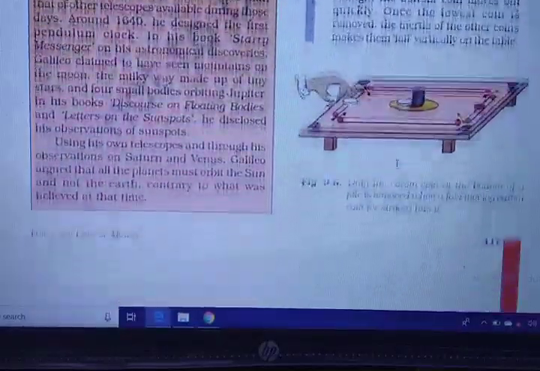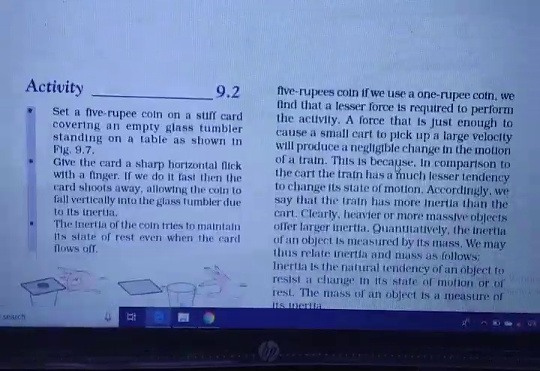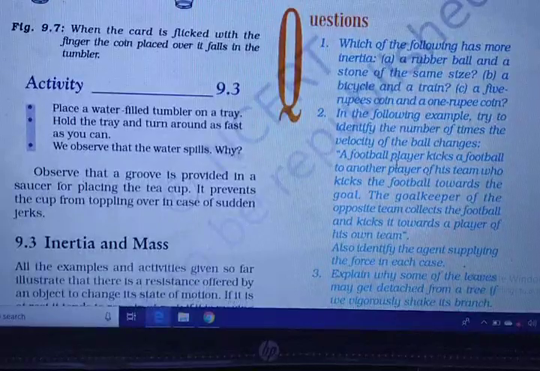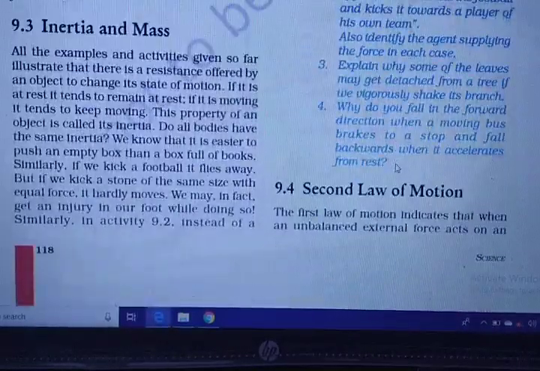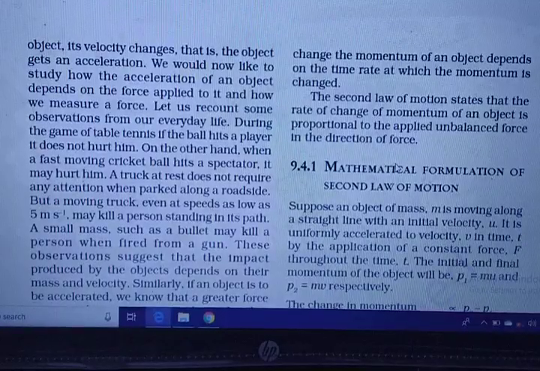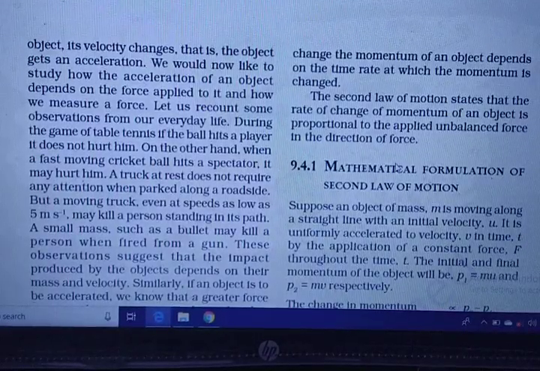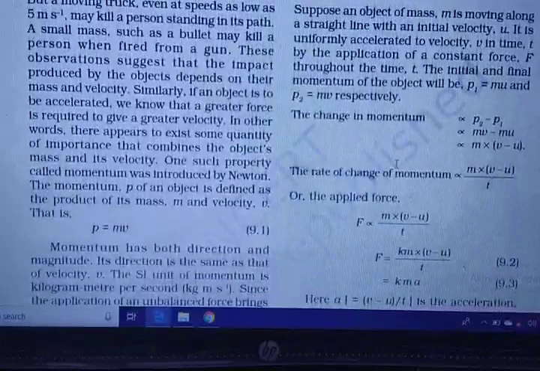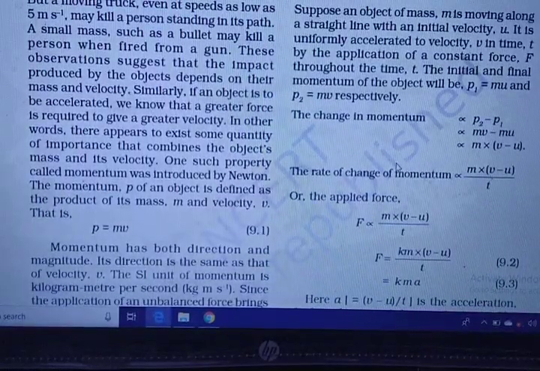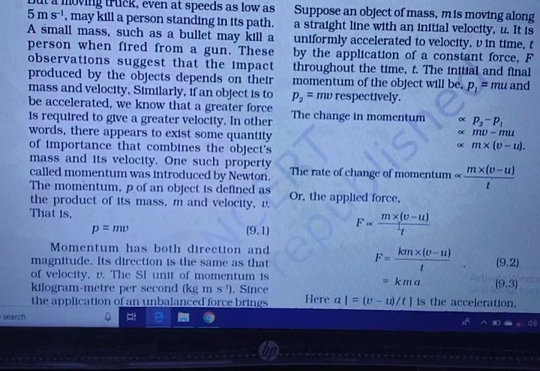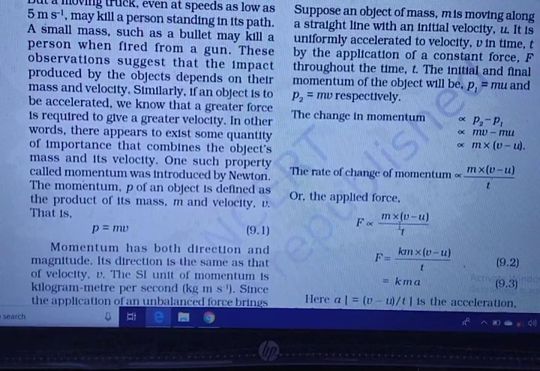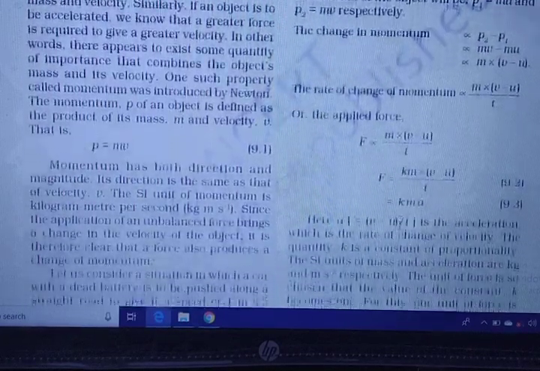I hope all of you have solved the numericals of this second law of motion. If you have not solved them or you have any type of doubt, then please drop your doubt. This second law of motion is very important, in which I taught you that momentum P is equal to mv, right? So here, in terms of initial and final velocity, the rate of change of momentum was m into (v minus u) upon t. F is directly proportional to m into (v minus u) upon t, or F is equal to kma, right?